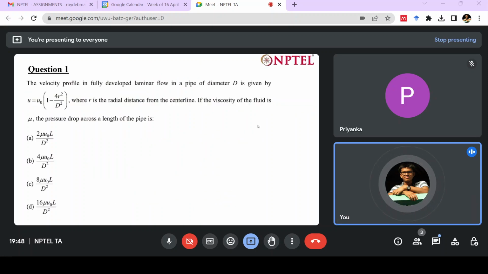So let's move to the first question. A velocity profile in a fully developed laminar flow in a pipe of diameter d is given by this, where r is the radial distance from the center line. If the viscosity of the fluid is mu, the pressure drop across the length of the pipe is what?